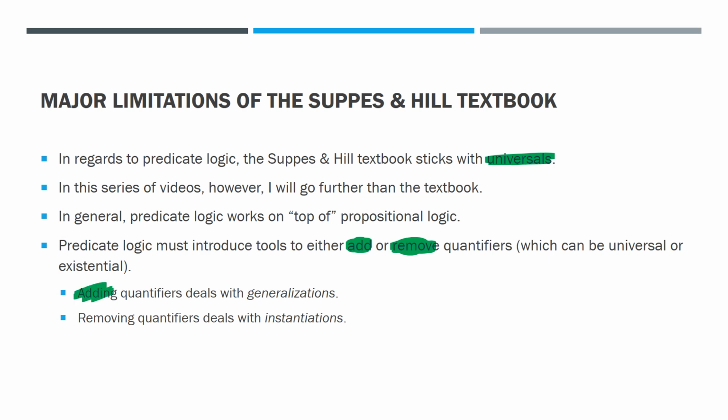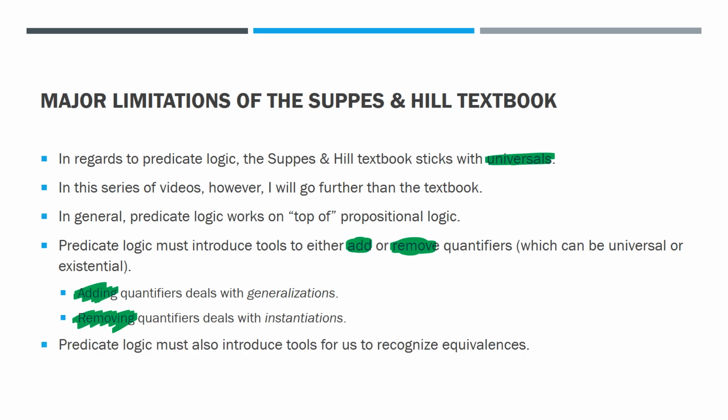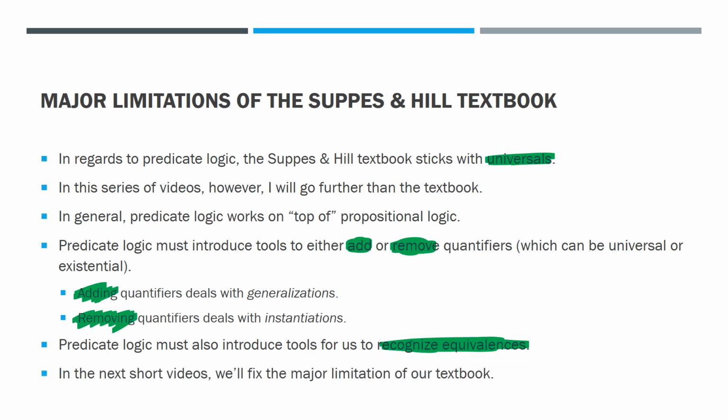If we're adding quantifiers, we're dealing with generalizations. If we're removing quantifiers, we're dealing with instantiations. In this video, we dealt with universal instantiation. Predicate logic must also introduce tools for us to recognize equivalencies. You can have equivalencies between sentences with quantifiers. Now, in the next short videos, we'll fix the major limitation of our textbook. I will introduce the other types of rules of inference.